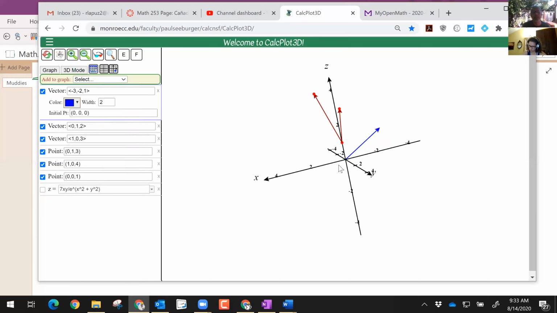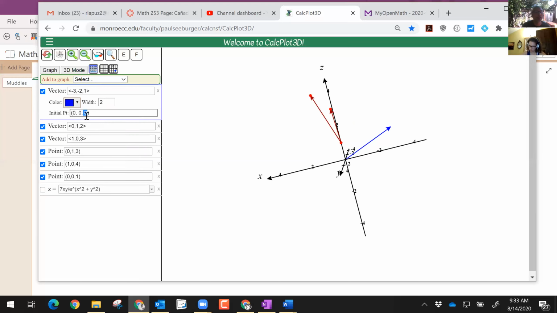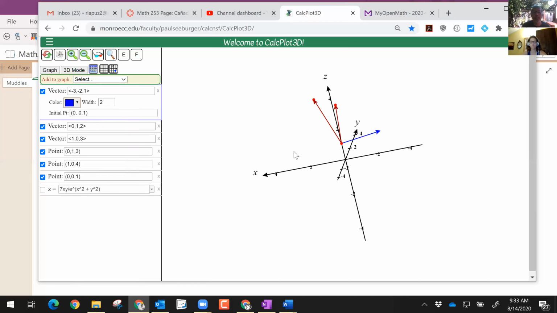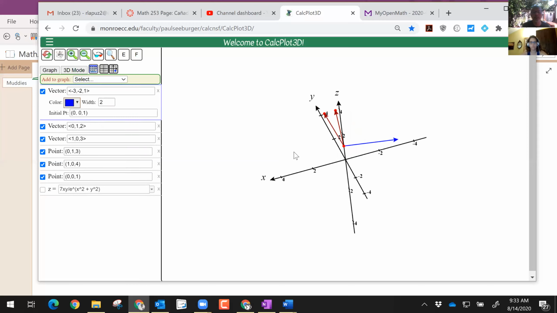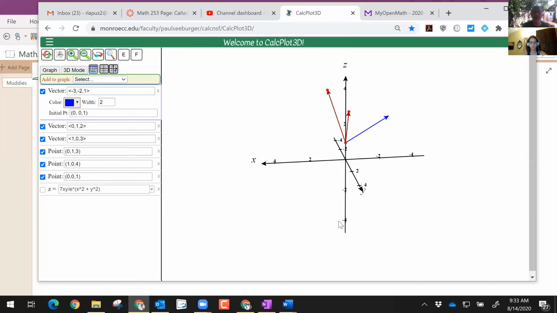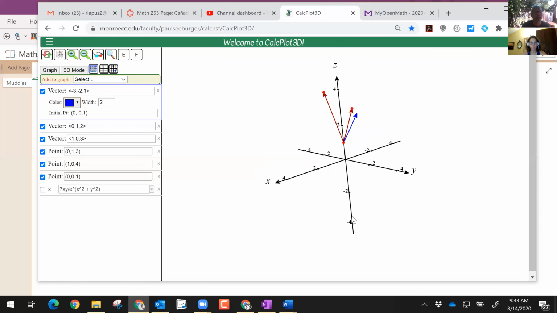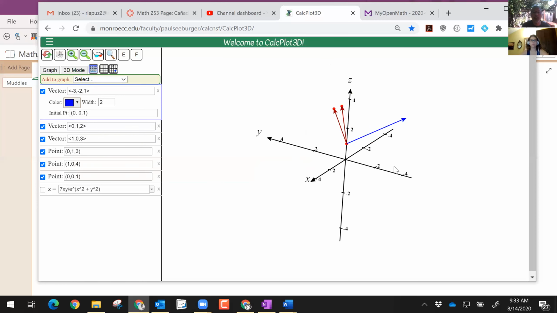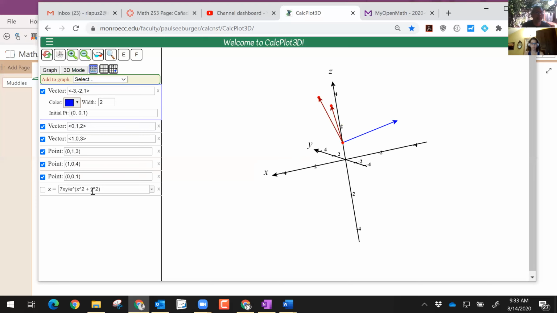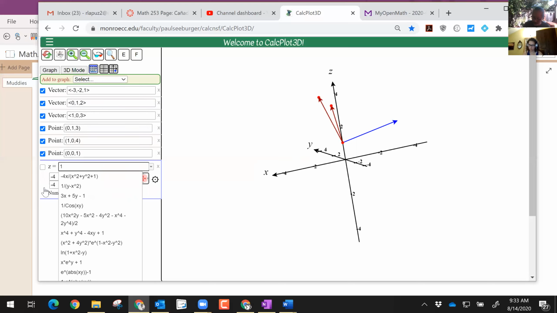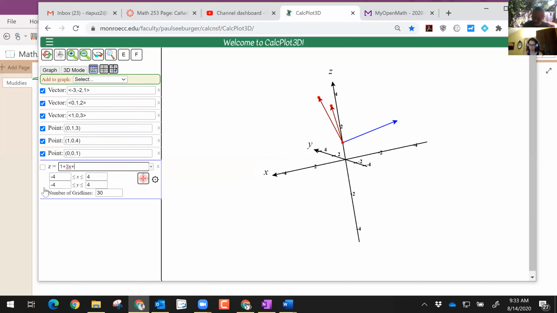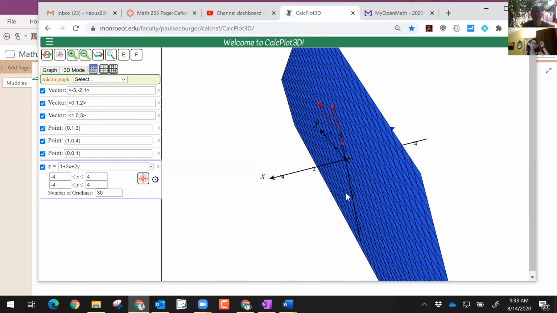So that normal vector, again, if we put it in one of those points, let's put it on 0, 0, 1. So it looks like it's perpendicular to those 2 other vectors, if we look at it from a certain point of view. All right, let's finally draw the plane. And the plane was, I think, 1 plus 3x plus 2y. Is that right? Yes. Yeah.